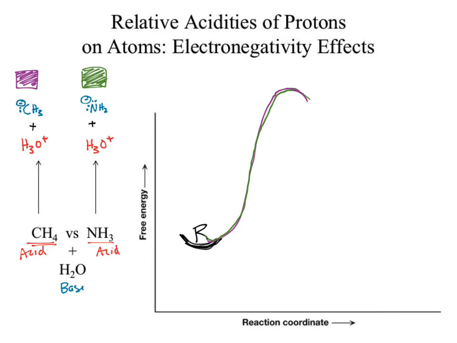Carbon is going to be the top one. Nitrogen will be lower. Okay. So if we look at a purely thermodynamic level, what do we say? Well, which product would we expect to see in larger concentrations? NH2 minus or CH3 minus? NH2 minus because it's lower in energy.